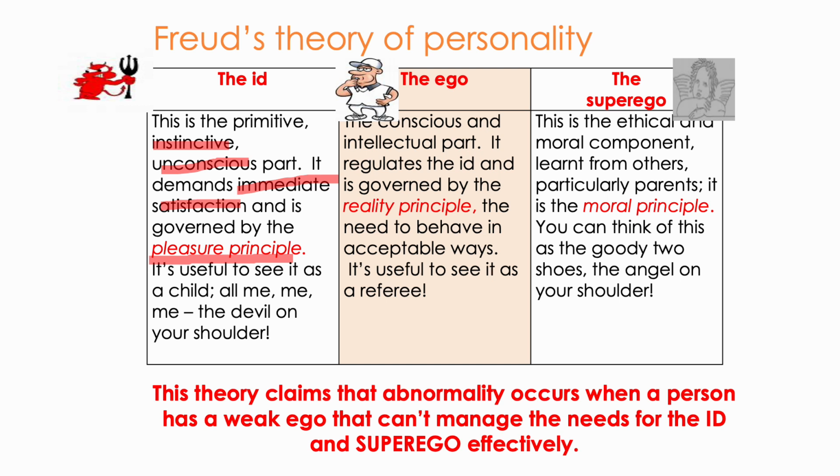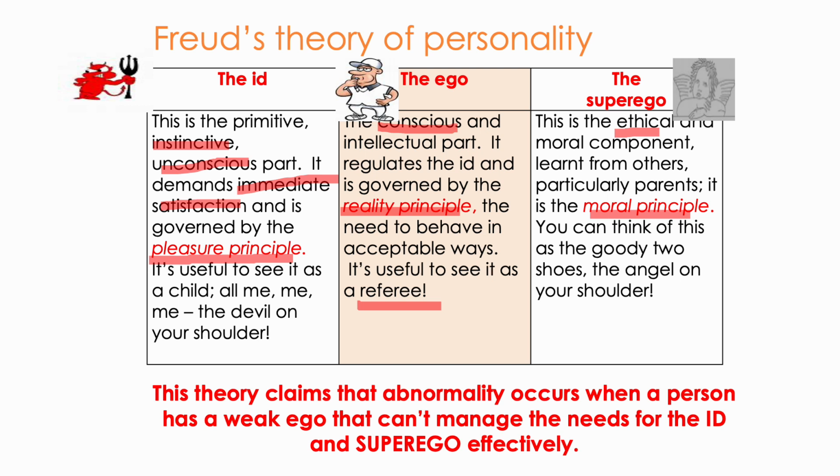The ego is the conscious and intellectual part. It's the reality principle. It regulates the id. It calms the id down, but also calms the superego down, because the id and superego are massive competitors, if you like. So you can see the ego as a bit of a referee. It balances the conflicts between the id and the superego. And then finally, the superego is your ethical and moral component. It's the moral principle.